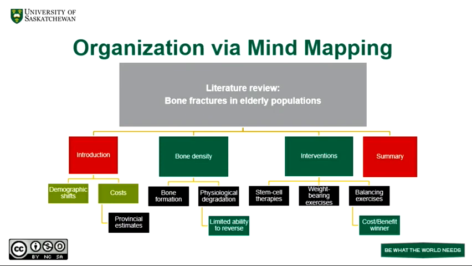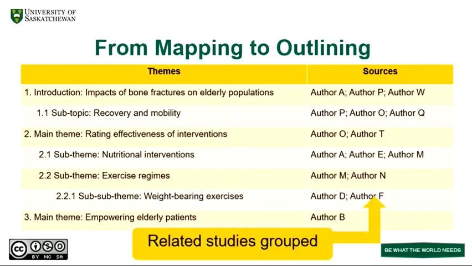So moving information around, demographic shifts and costs into an introduction, for instance, as a natural way in for your reader. So when it comes to this mind mapping stage, again, it's all about flexibility, really trying to think about how different themes and sub-themes best relate to each other before committing to an outline and a lot of writing.